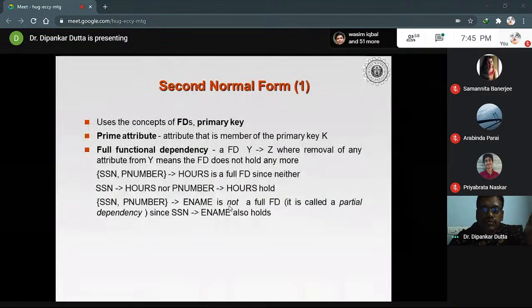Okay, so full functional dependencies and partial functional dependency, is it clear to everybody?